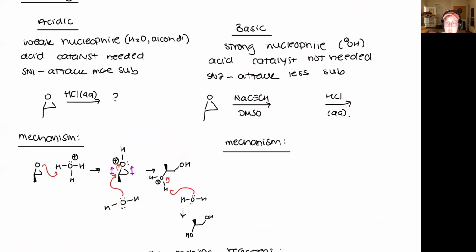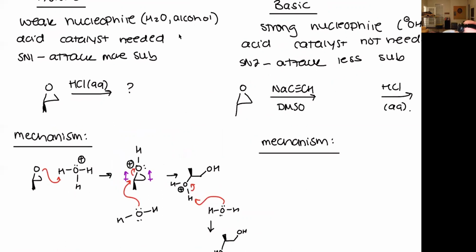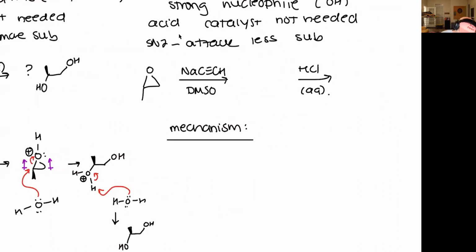But if we have a strong nucleophile, we don't need the acid catalyst because the nucleophile is nucleophilic enough to attack the epoxide ring. And like I said, this is with a strong nucleophile, like hydroxide anion or an acetylide anion. And similar to an SN2, we attack at the less substituted side. So that is the major difference. So actually, I'm going to fix this. In this case, we would attack at the less substituted side.